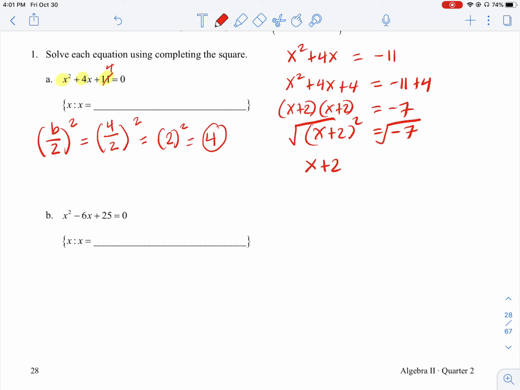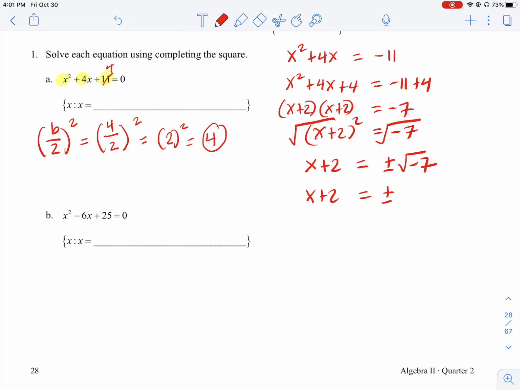You'll have x plus 2 equals plus and minus square root of negative 7. If this was a square root of 16, that would have been a 4. If this is a square root of 25, it would have been a 5. But 7 is a prime number, right? So there's no factors of it. So you're going to leave square root of 7 as square root of 7 in the final answer.